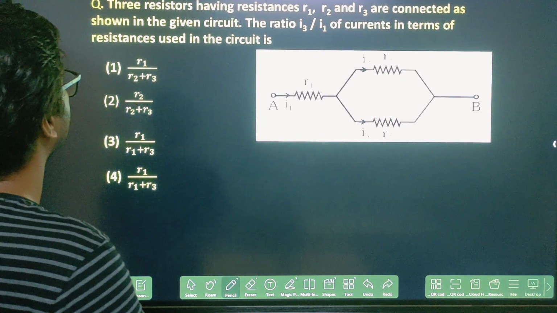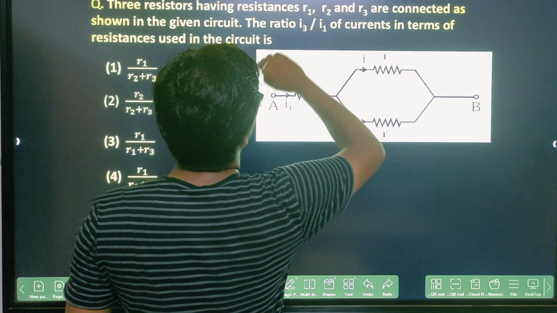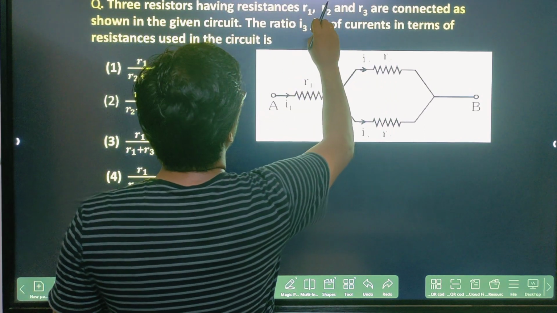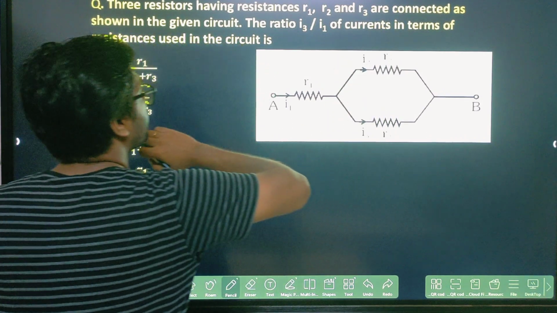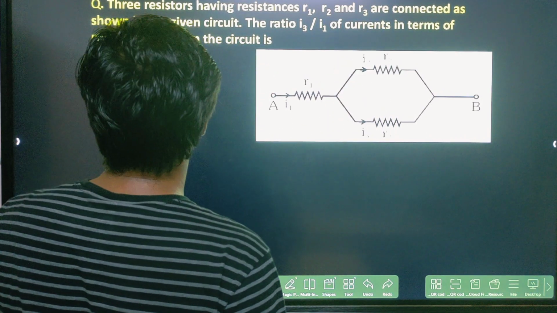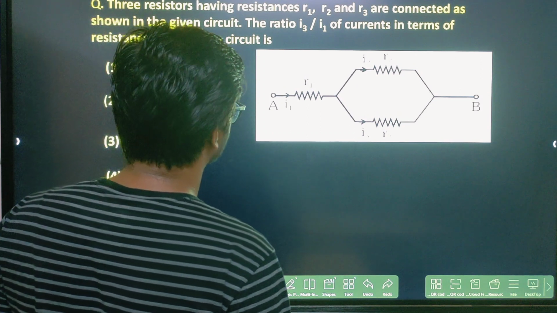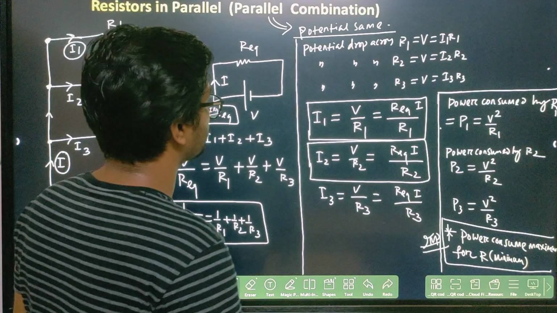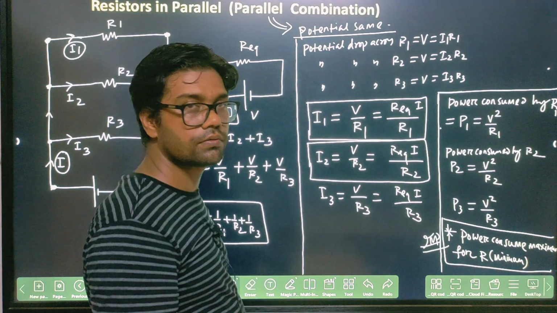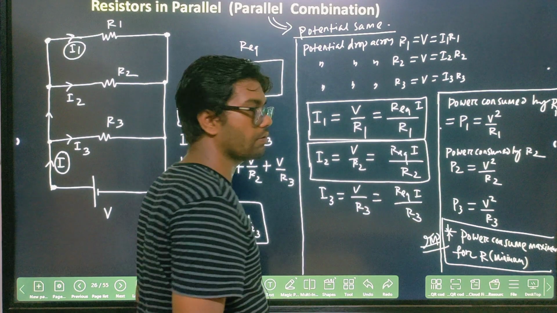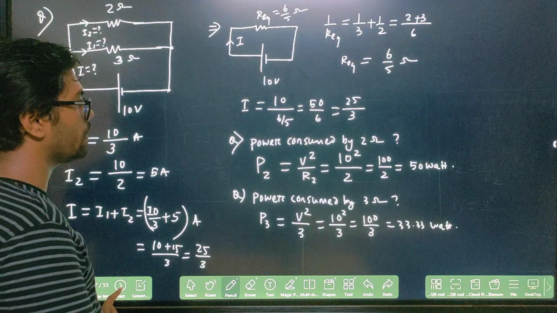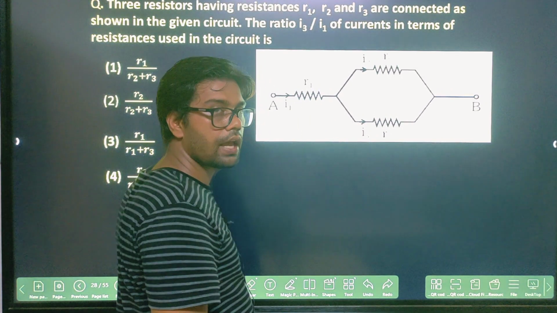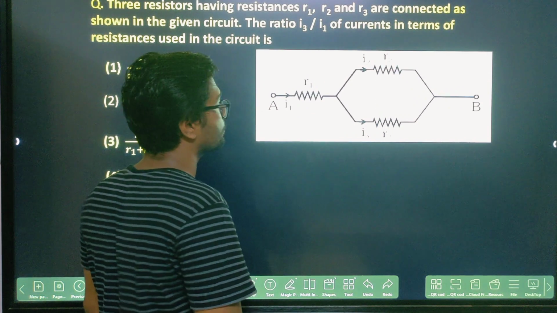Now do this question. 3 resistors having resistance R1, R2, R3 are connected as shown in the given circuit. Find the ratio of I3 by I1, the currents, in terms of the resistances used in the circuit. So here you can directly apply this formula, right? This formula, and you can find out the value. I1 equal to R equivalent I by R1. We'll see how to use this one, right? So you will tell that I1 current is flowing in it.